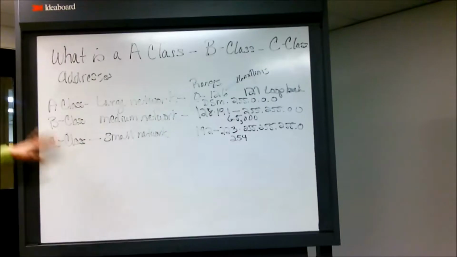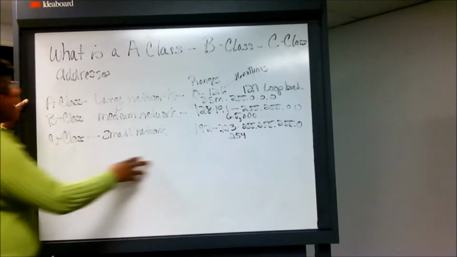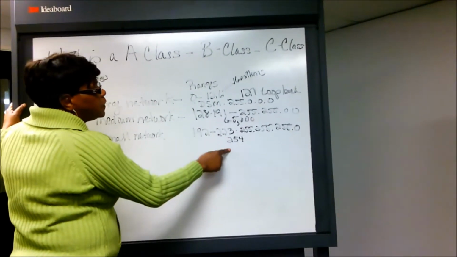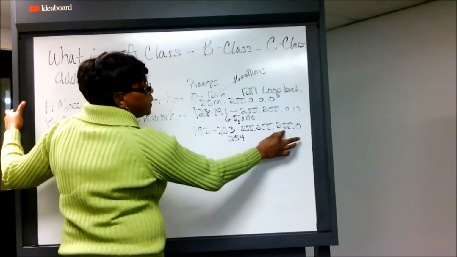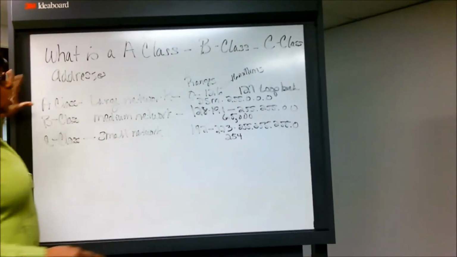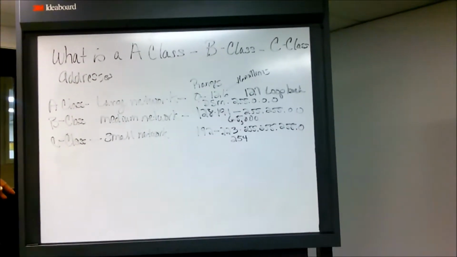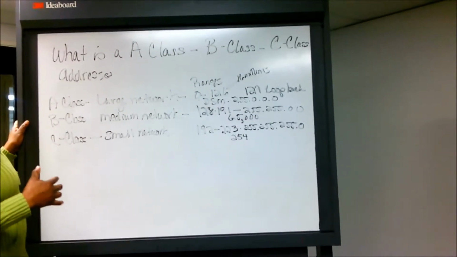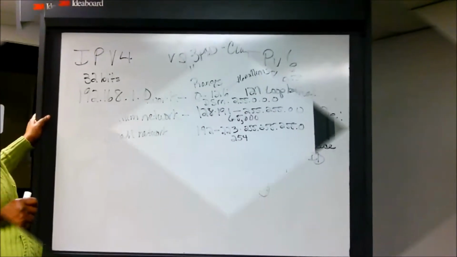Now, the C class IP addresses are used for the smaller networks, and the range starts from 192 to 223 with 254 available IP addresses, and the network portion is 255.255.255.0. And so with these IP addresses, IP version 4 represents 32 bits, which has 4 octets, and each octet is 8 bits.